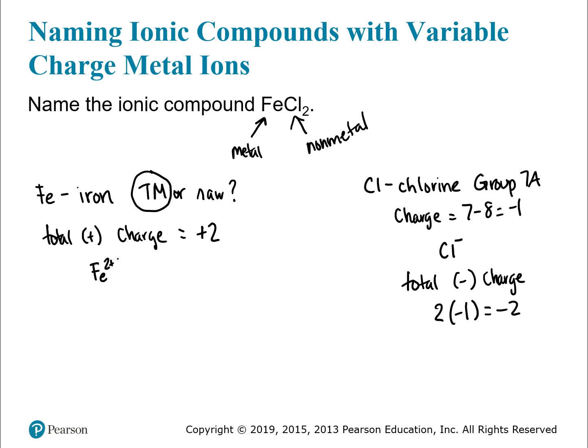Now we're ready to name. Take the element name iron, indicate the charge with the Roman numeral. You take the first syllable of chlorine, which is chlor, and add IDE, so that the full name is iron 2 chloride.